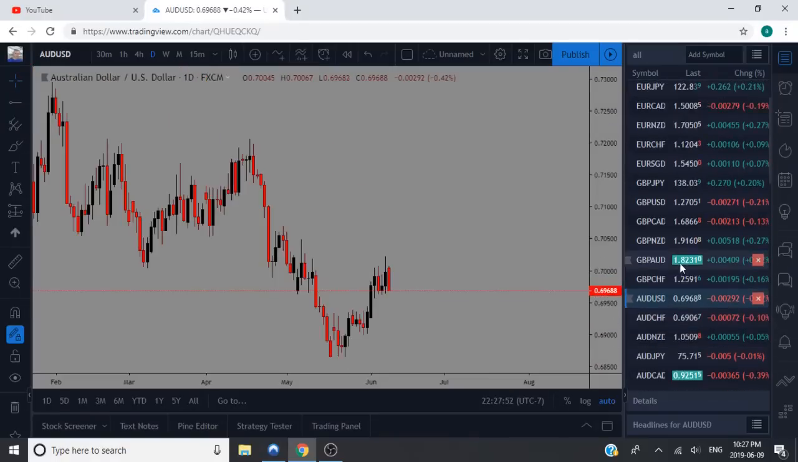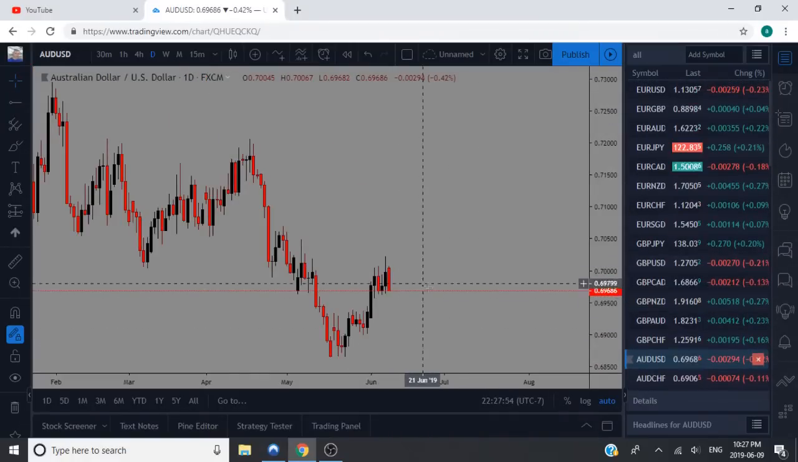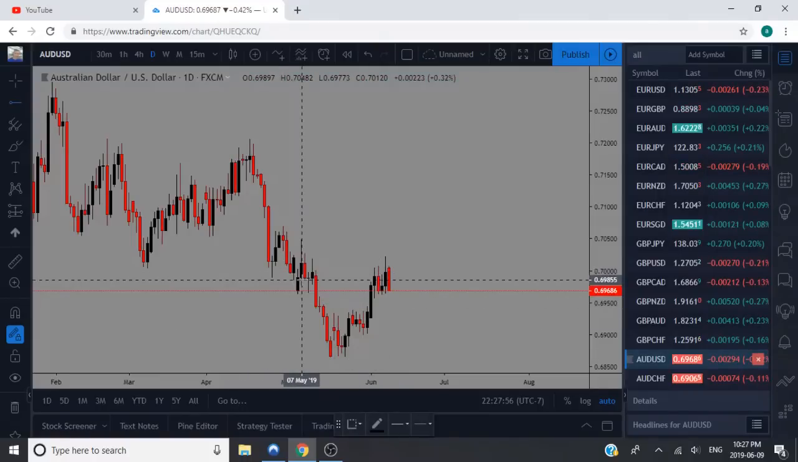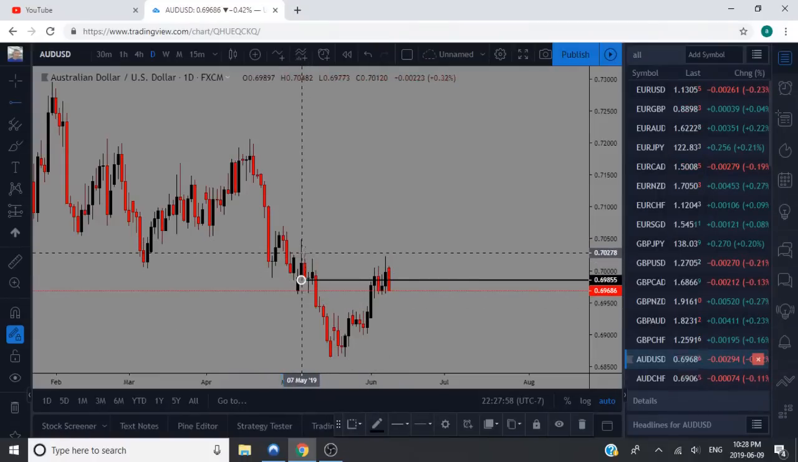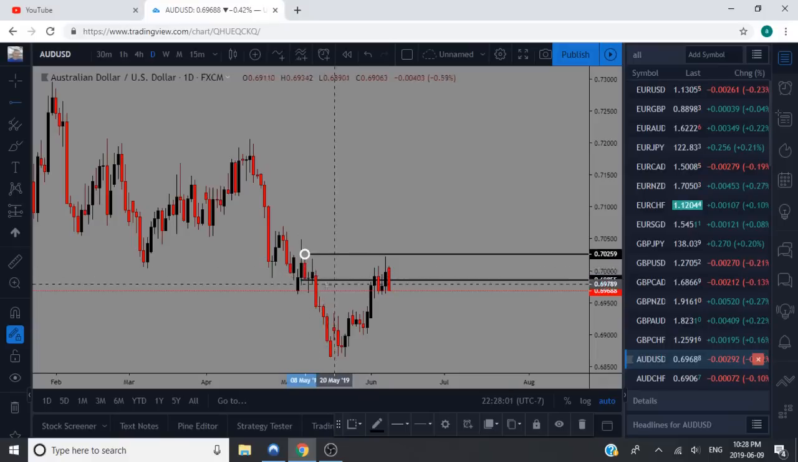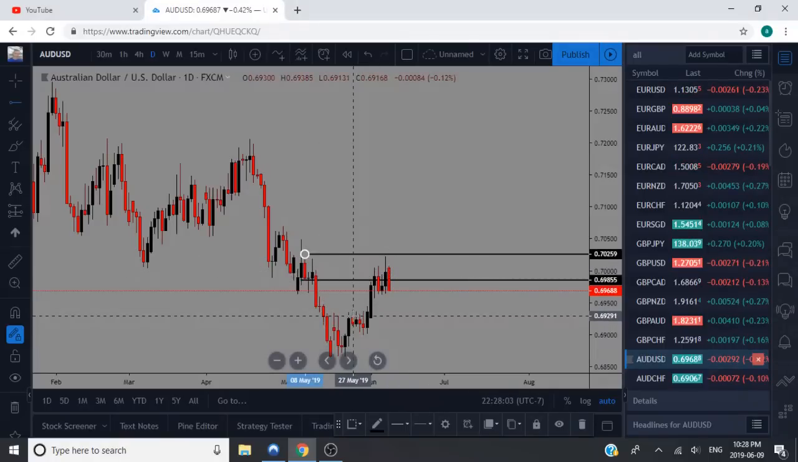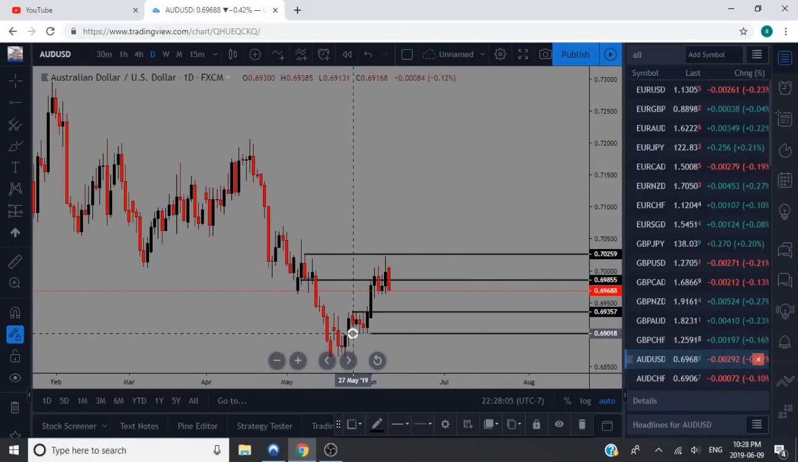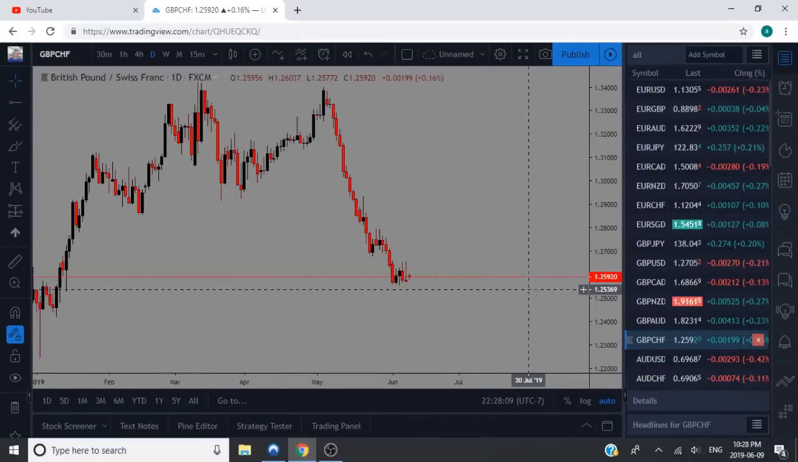Alright, let's keep going. We're almost done, kinda. Supply, let's go. Aussie USD, we're sitting in that supply right now. As for demand, kind of draw it out like that. Alright. Pound Swiss.